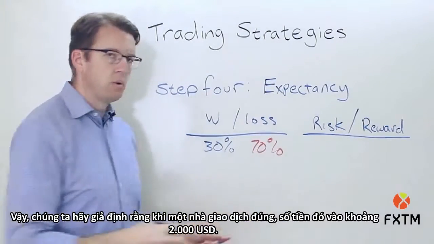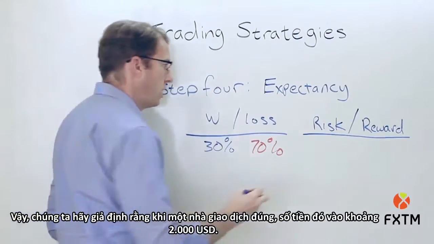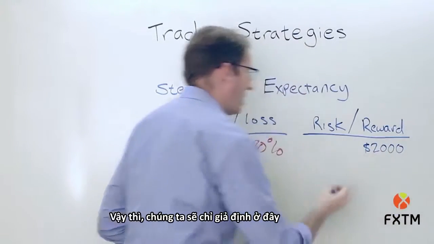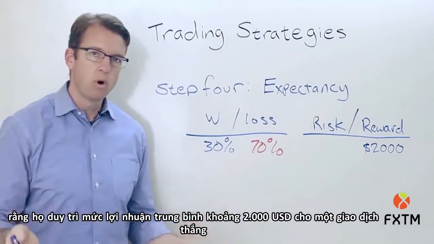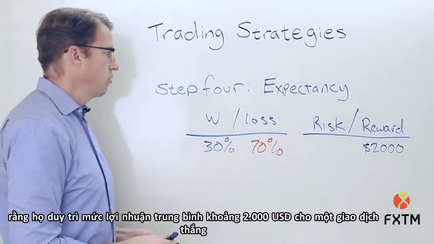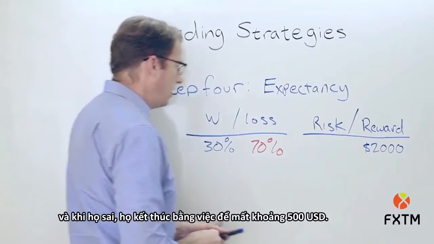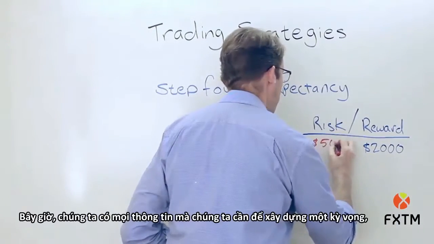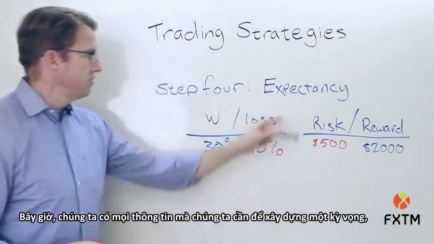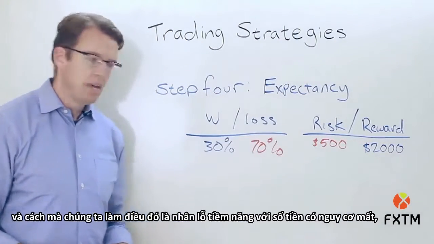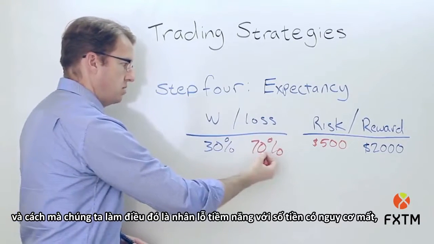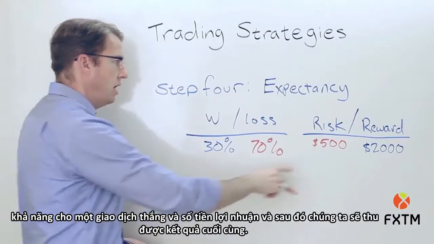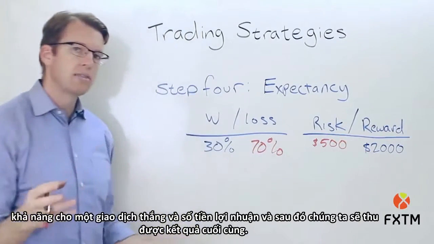So let's say that when a trader is right, they're right to the tune of about $2,000. So hypothetically, they stand to be rewarded on average about $2,000 for a winning trade. And when they're wrong, they wind up losing about $500. Now we have all the information that we need to develop an expectancy. The way that we do that is we multiply the potential loss by the amount at risk, the potential for a winner by the amount of reward, and then we net those out.